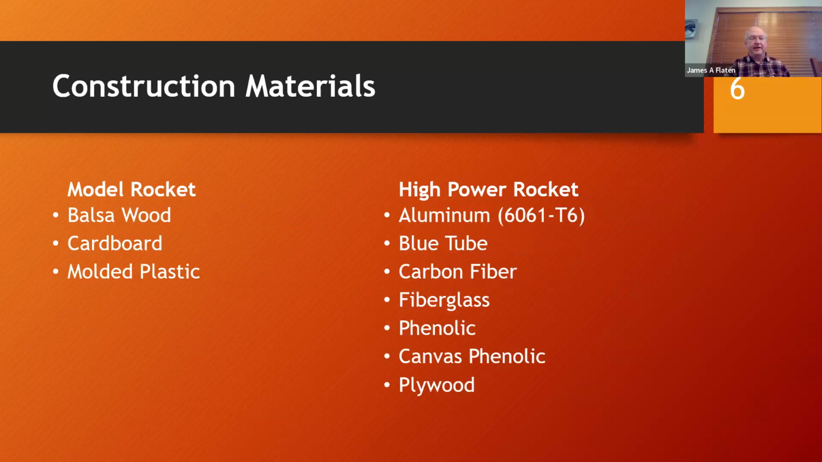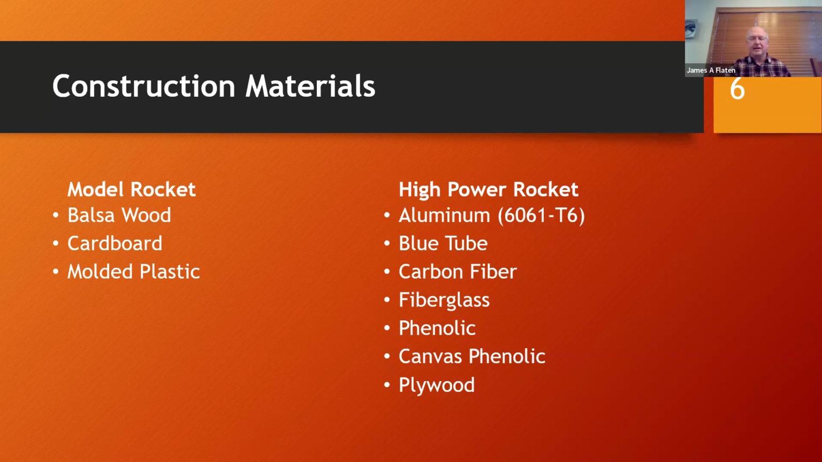The materials vary as well. So typically a model rocket would be built with cardboard, paper sometimes, balsa wood fins or plastic fins, molded plastic parts. High power rockets, on the other hand, typically would use for airframes canvas phenolic or phenolic, which is kind of souped up cardboard, or fiberglass or carbon fiber.